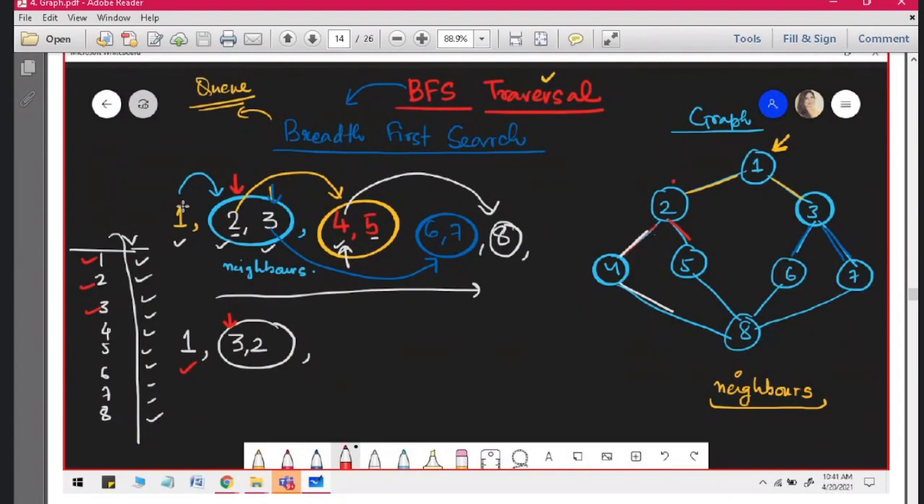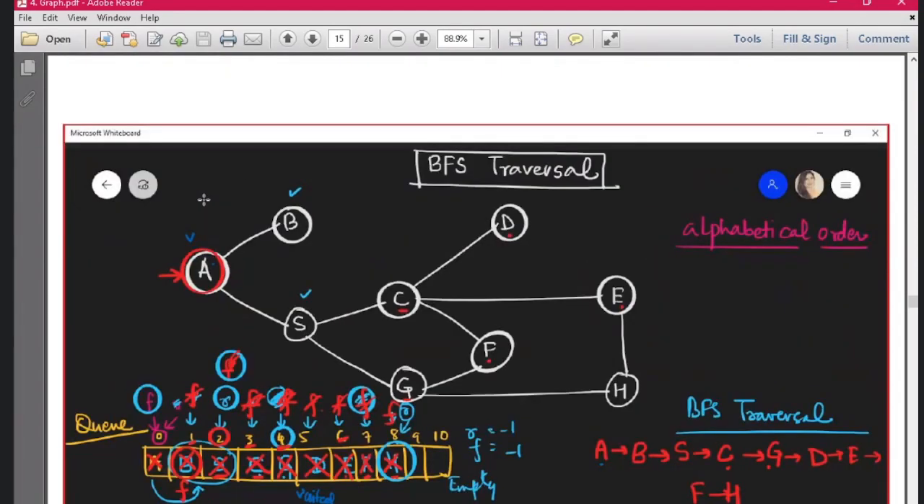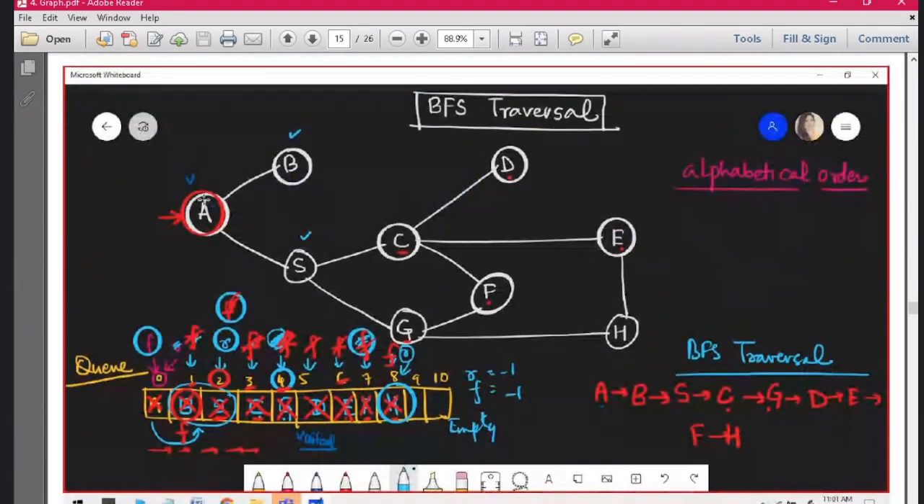You be careful that you have to first of all traverse the neighbors. Means when you visit a node, you have to after that write the neighbors of that node. Now let's take one more example here. So here I have taken a queue and I have explained how this actually works, but for now we are just focusing on writing the order. Maybe in the next video I'll tell you the explanation also.